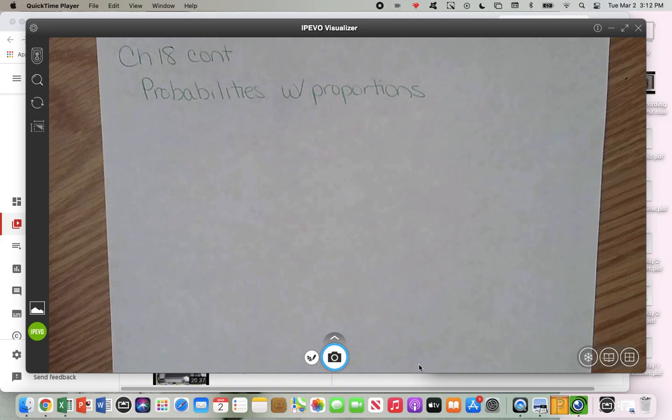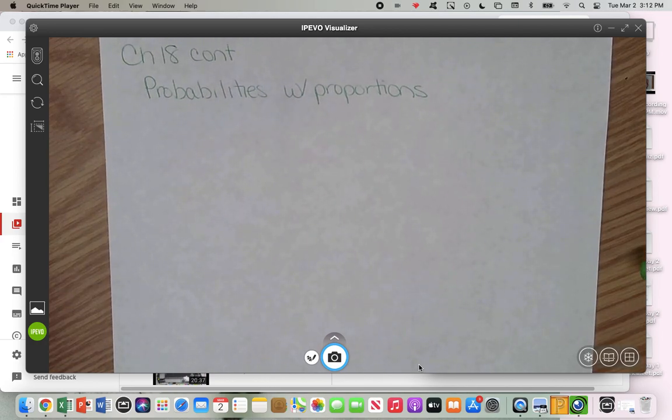AP Stats. We are on another day of sampling proportion, so we're still talking about those normal curves, but I wanted to show you guys how to calculate probabilities with your calculator. And we are going to go through some of the examples that we've already done in class. We're just going to take those a step further.